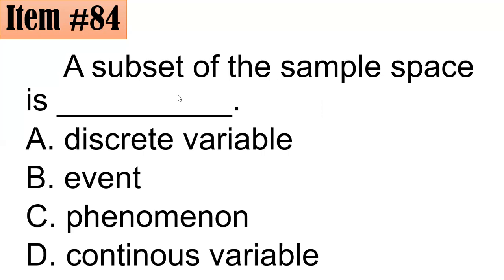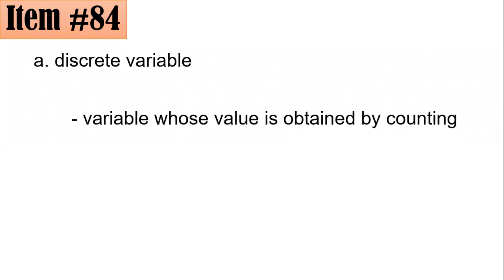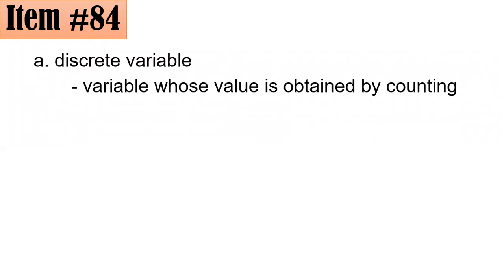84. A subset of the sample space is called blank. Did you answer discrete variable, event, phenomenon, or continuous variable? Okay, B daw. If you answered B, let's see kung tama kayo. When we say discrete variable, it is a variable whose value is obtained by counting. For example, the number of people, that is in fact discrete. You could assign 1, 2, 3, 4, 5. Kinakount. The correct answer here is in fact event.